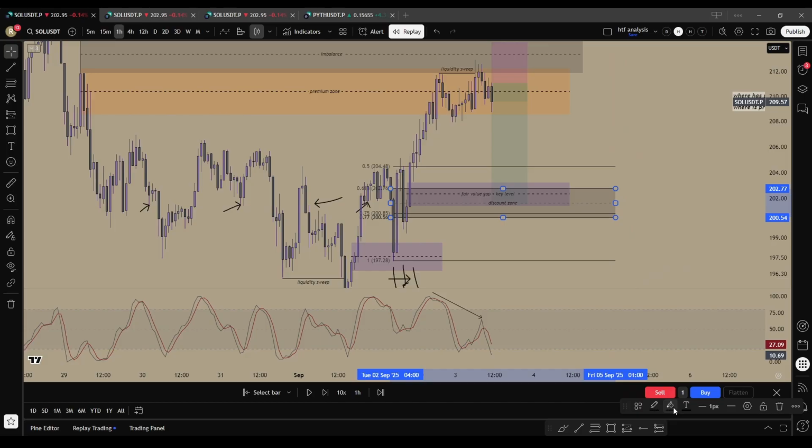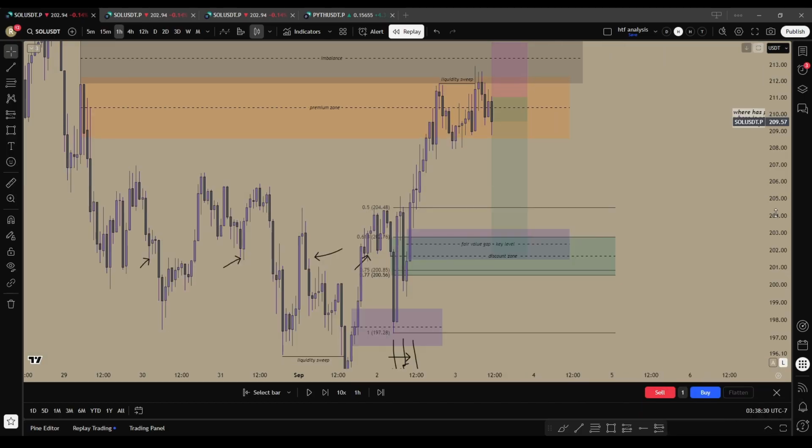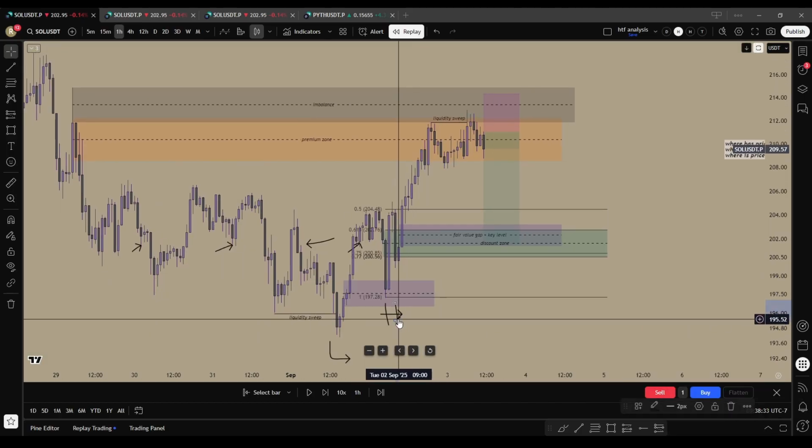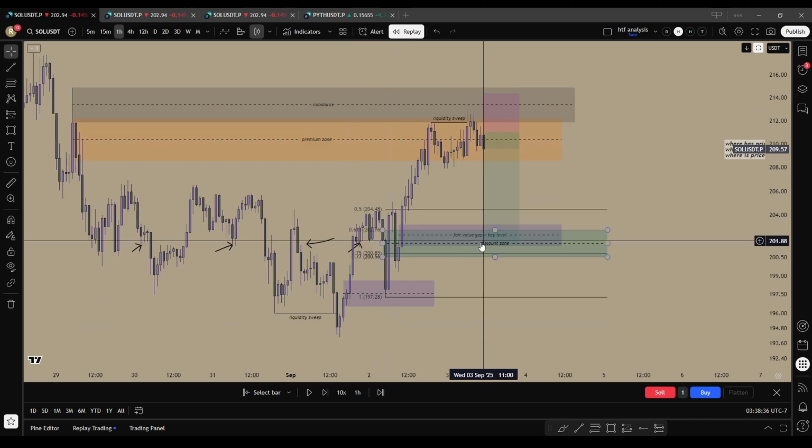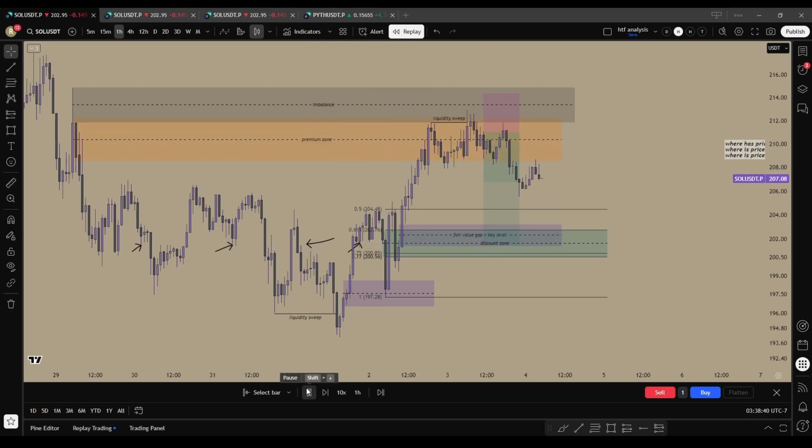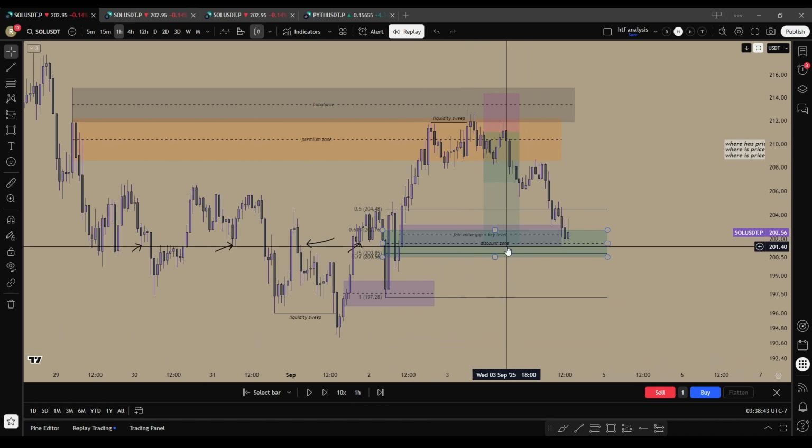My headset died, so I don't know if you guys are going to be able to hear me, but here we have a discount zone. Just like that, we can wait for price to either come here, or we can take the short and take profits here. And just like that, we see price hits our discount and our fair value gap.